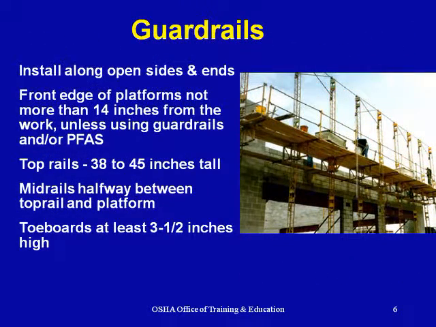Guardrails. Install along open sides and ends. Front edge of platforms not more than 14 inches from the work, unless using guardrails and/or PFAS. Top rails, 38 to 45 inches tall. Mid rails halfway between top rail and platform. Toe boards, at least 3.5 inches high.